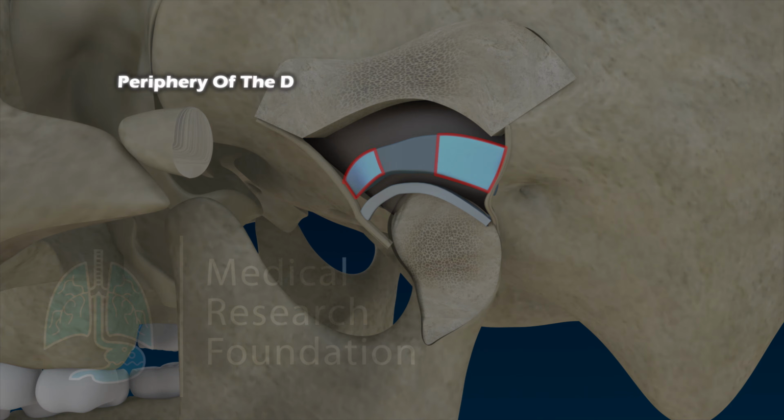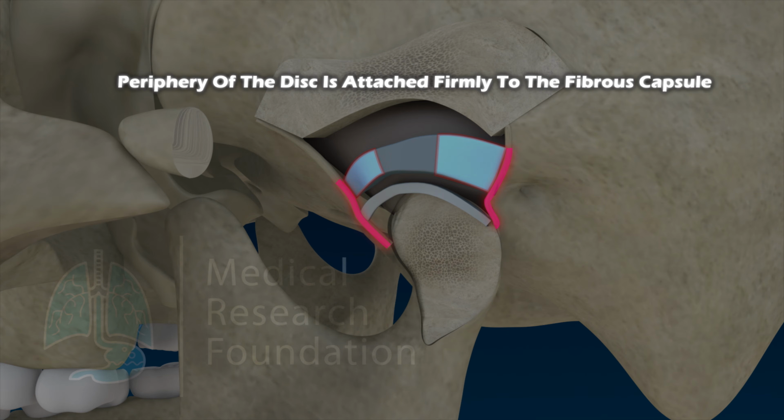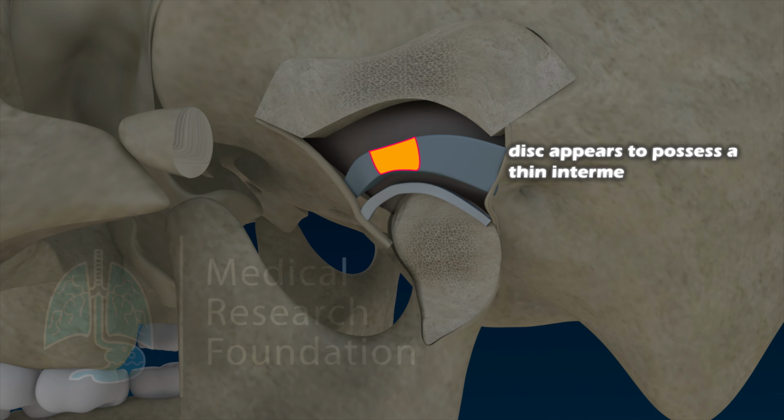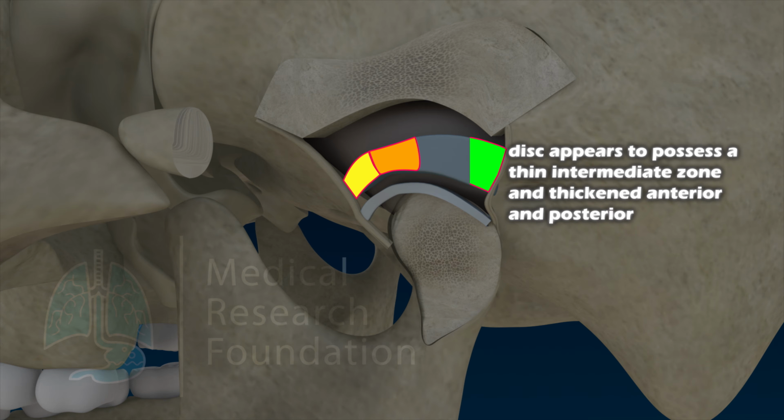The periphery of the disc is attached firmly to the fibrous capsule. The disc has a thick margin, the peripheral annulus, and a central depression on its inferior surface. In sagittal section, the disc appears to possess a thin intermediate zone and thickened anterior and posterior bands.